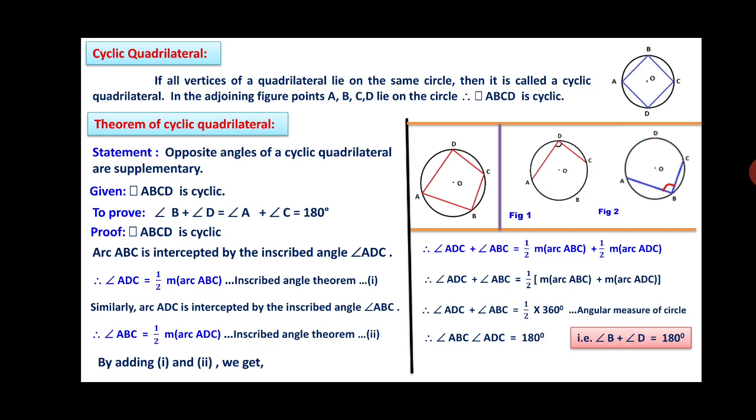Therefore, you can write angle B plus angle D is equal to 180. Similarly, we can prove that angle A plus angle C is equal to 180. So, this is the cyclic quadrilateral theorem. Now, let us see some corollaries of this theorem. The first one is: if a pair of opposite angles of a quadrilateral is supplementary, then the quadrilateral is cyclic.